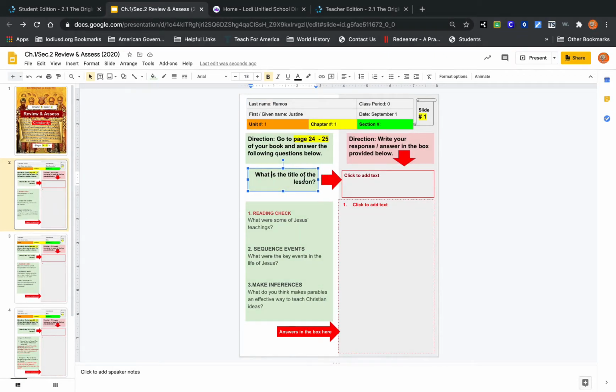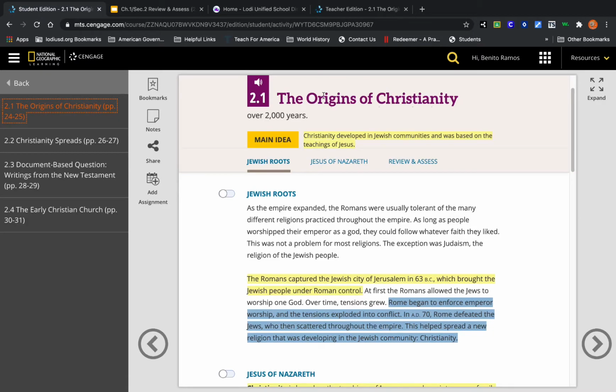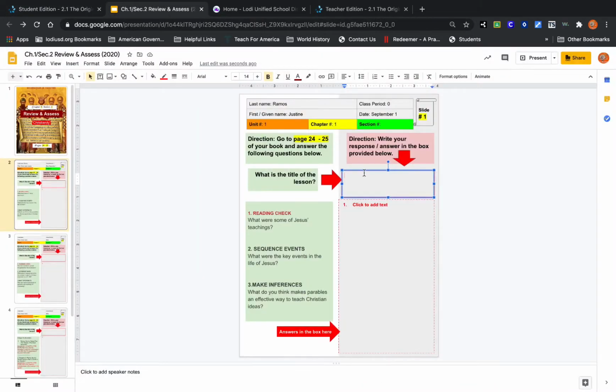Now, what is your first task? Your first task is just to identify the title of the lesson. It says here on the left side, what is the title of the lesson? And obviously, that is the origins of Christianity. So let's go ahead and type it. The origins of Christianity. Of course, you can also adjust the font size so that it will be more visible.